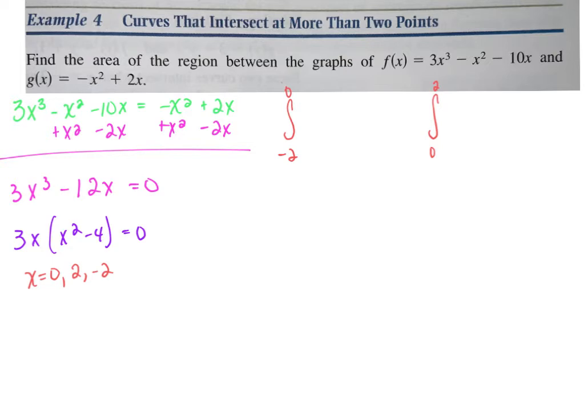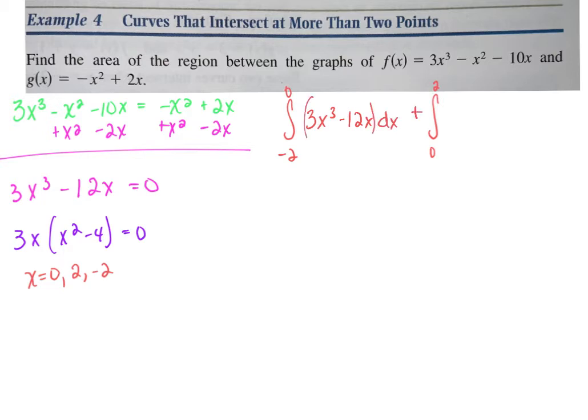So if I take the 3x cubed minus x squared minus 10x and subtract this, I basically am going to get this guy right here, because that's exactly what I did. I subtracted it over, right? So I subtracted, you get this 3x cubed minus 12x. So this first one's going to be the 3x cubed minus 12x.